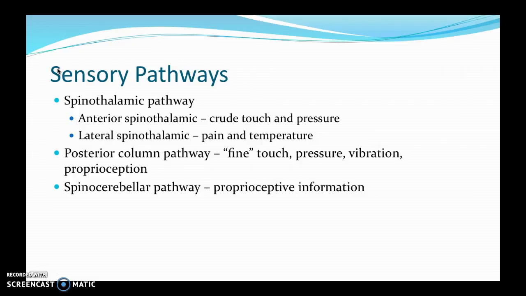The spinothalamic pathway can be divided into anterior and lateral pathways. The anterior spinothalamic pathway carries the sensations of crude touch and pressure. The lateral spinothalamic pathway carries pain and temperature sensations. The posterior column pathway carries fine touch, pressure, vibration, and proprioception. The spinocerebellar pathway carries only proprioceptive information.